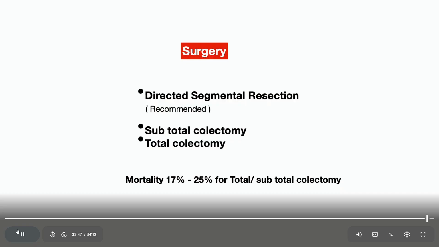If preoperatively we fail to identify the bleeding site and the patient needs surgery, then a subtotal or total colectomy is the option to take. However, it is associated with a higher mortality rate of around 17 to 25%.